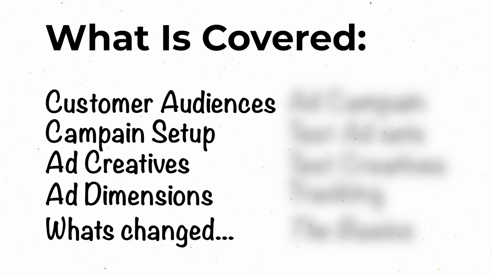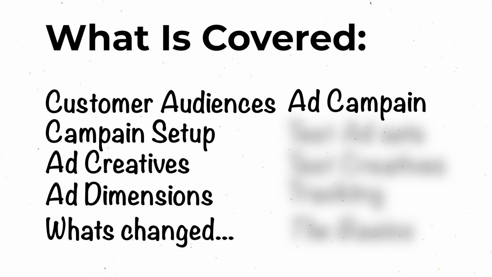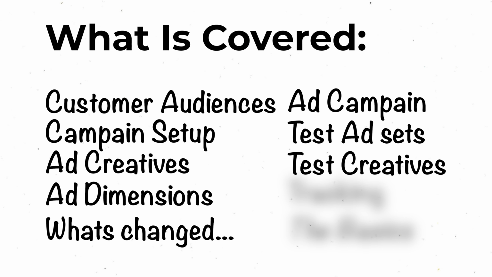We're going to go into the Facebook pixel, or data sets, as it's called now. We're going to cover custom audiences. We're going to cover campaign setup. We're going to go through ad creatives. We're going to go through ad dimensions and what's changed. We're also going to cover how to optimize your ad campaigns, how to test different ad sets, how to test different creatives, my testing strategies, as well as tracking, how to optimize your ads manager so you can make it easier to analyze your data, and also go through some basic stuff like ad budgets, what's changed since last year, and everything else that comes with it.